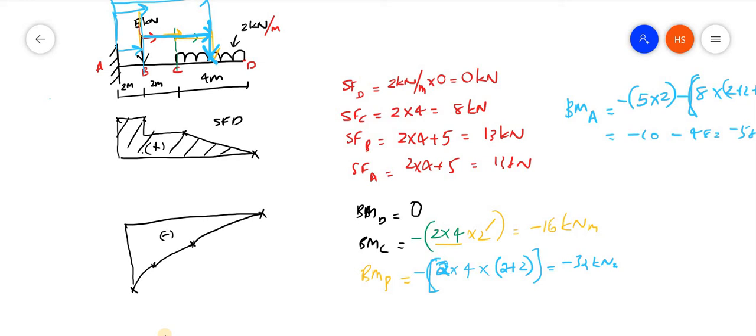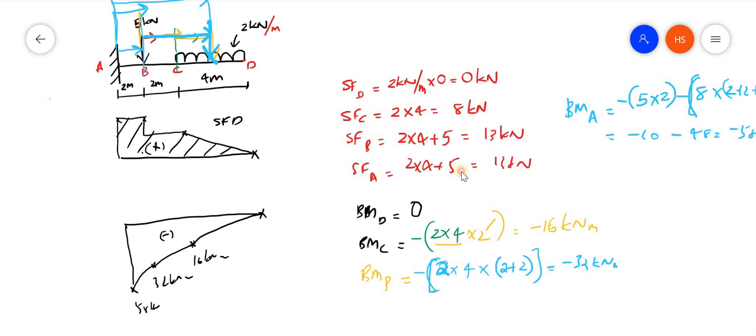Understand that in the last problem we have done, the UDL was here, but in the initial portion there was no UDL. But considering this figure, at every point from C, B, A, everywhere UDL is there. Therefore, every time there will be a parabola, a square term is there. So here it will be 16 kilonewton meter, this is 32 kilonewton meter, and here it will be 58 kilonewton meter. So this is the way in which we can find out the bending moment and shear force diagram of a cantilever.